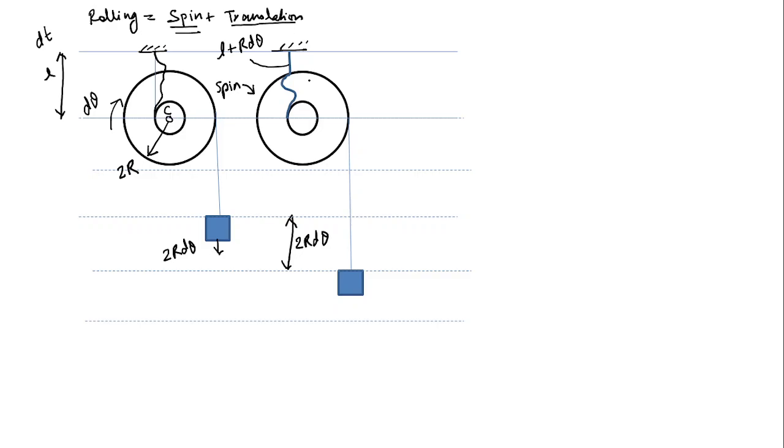So what do you think? This whole system now needs to be pulled down so that this string becomes tight again. So how far down should we pull? Definitely the extra length of the string, which is r d theta.